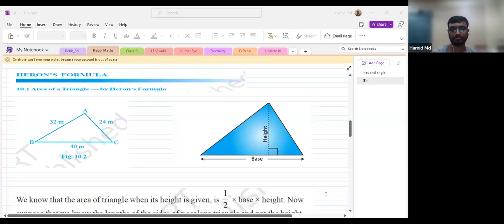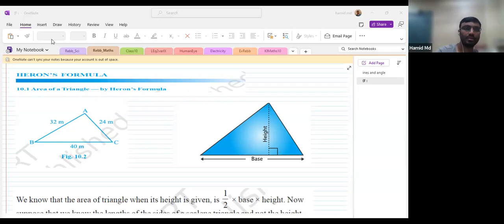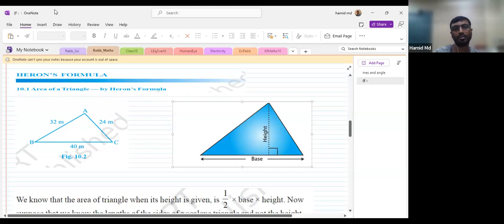The three angles of a triangle, if we add them all, the sum of all angles of a triangle is 180 degrees, right? Yes, sir.